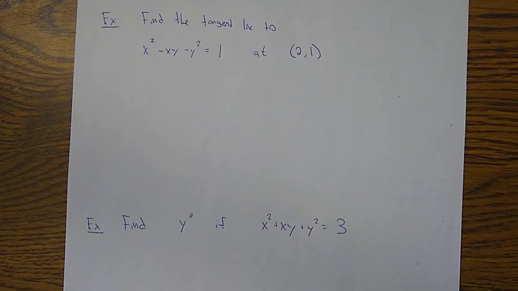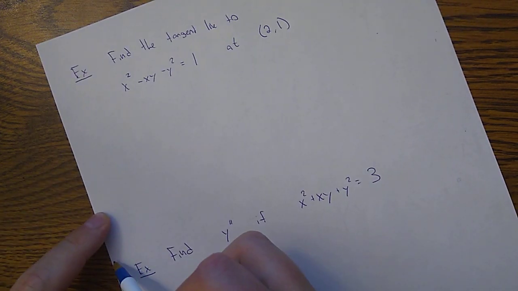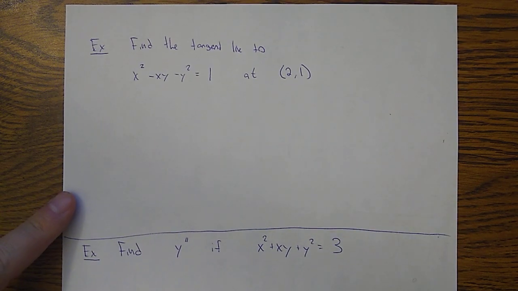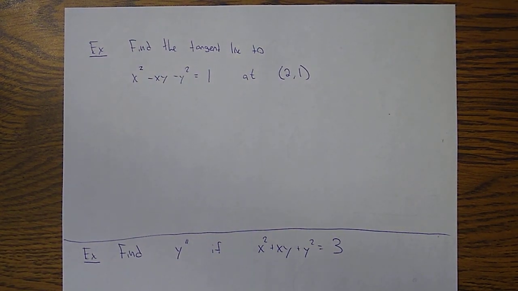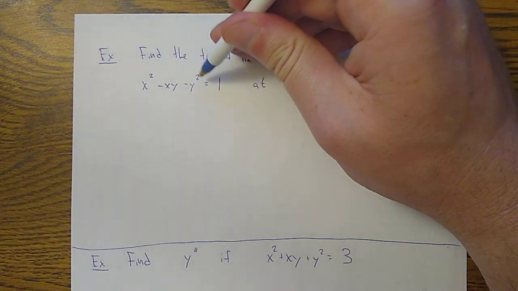We can use this stuff to find a tangent line. Of course, y prime tells you the slope of a tangent line, so we would just find y prime and use that to find our tangent line. So let's do this one.